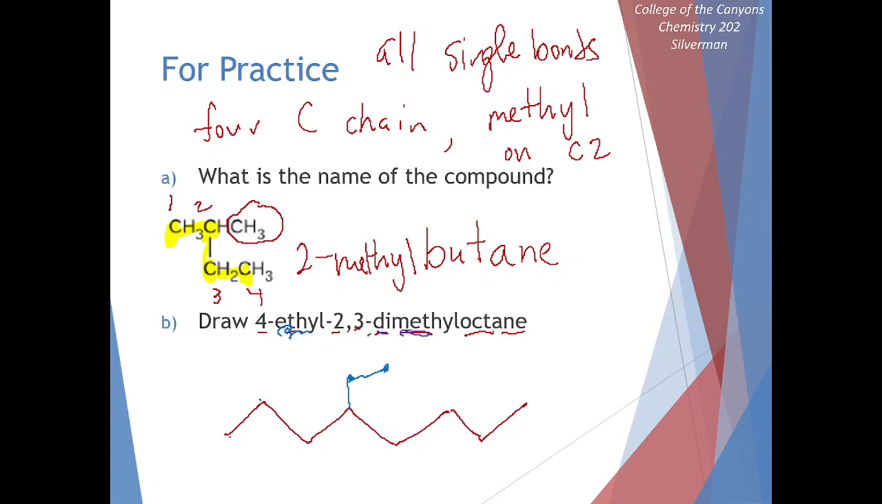2,3-dimethyl. This di- means that we have 2 of those methyl groups. So dimethyl means that there's a methyl on that second carbon. We have a methyl on that third carbon. And that's it. I think that's what we got. And for clarity here, we can number our carbons. 1, 2, 3, 4, 5, 6, 7, and 8.